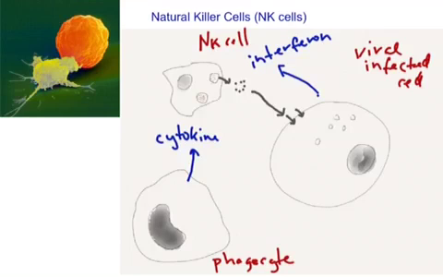And this in turn will allow the second kind of protein involved here, which is a particular kind of a protease, which will also exit the NK cell and travel into the viral infected cell through the pores punched through the cell membrane by the perforin.